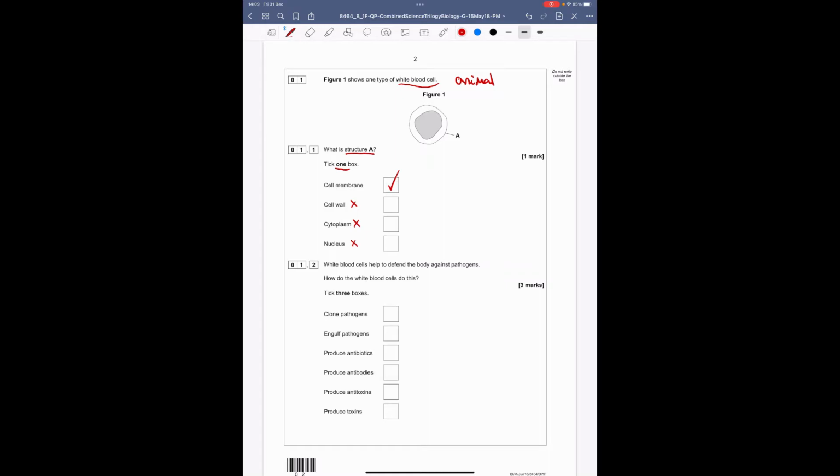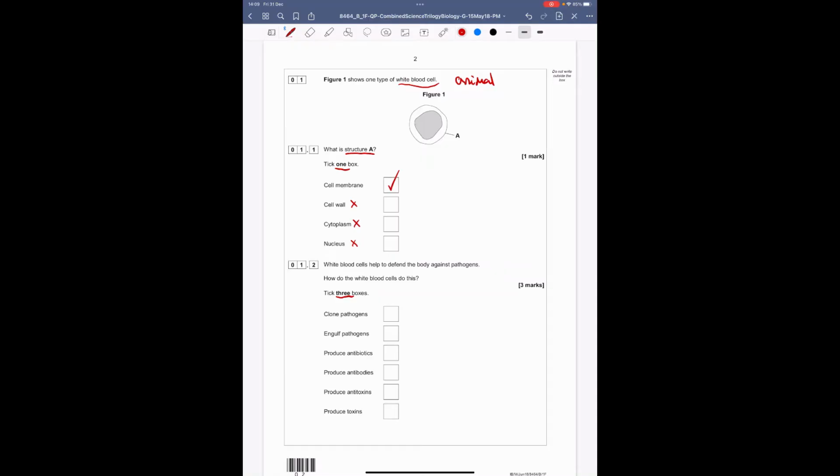Therefore, it's going to be a cell membrane. Question 1.2, white blood cells help to defend the body against pathogens. How do white blood cells do this? Tick 3 boxes. Well, you've got a whole list here and you know you've got to tick 3 of them. So I would go through each one in turn to begin with and then identify which ones you're going to put as your final answer.